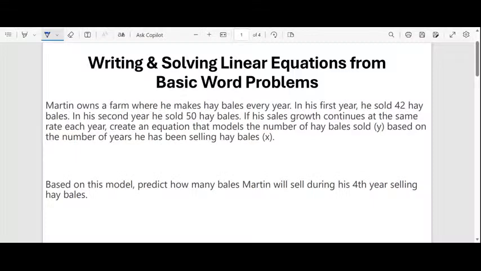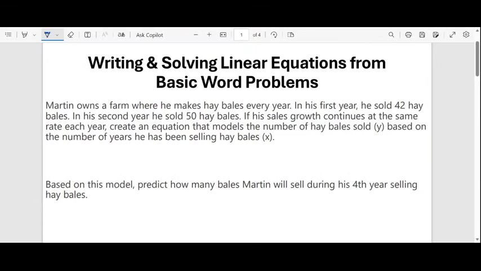This video is going to cover writing and solving linear equations just from a basic word problem format. So let's start with our first example. Martin owns a farm where he makes hay bales every year. In his first year, he sold 42 hay bales.